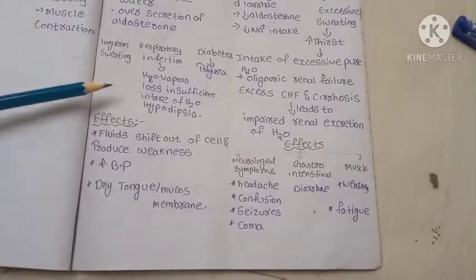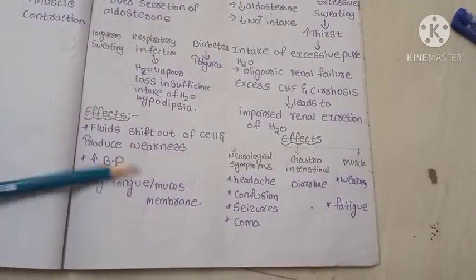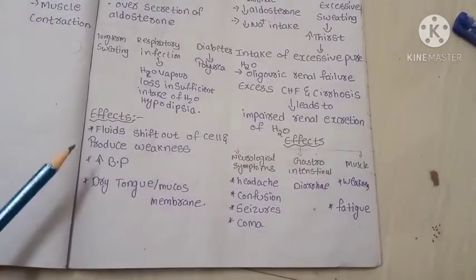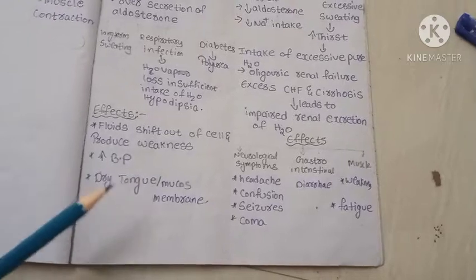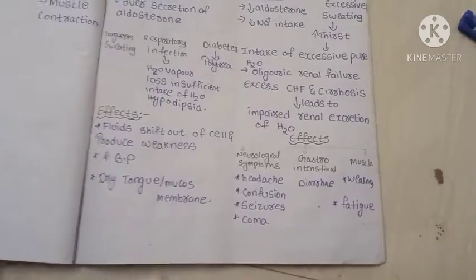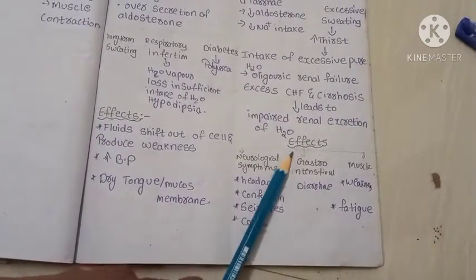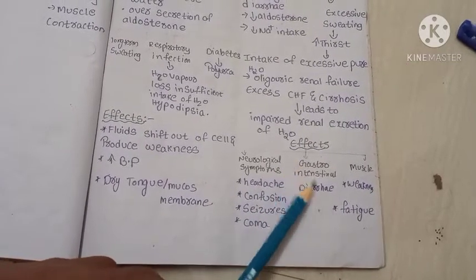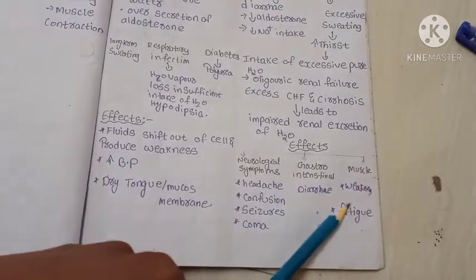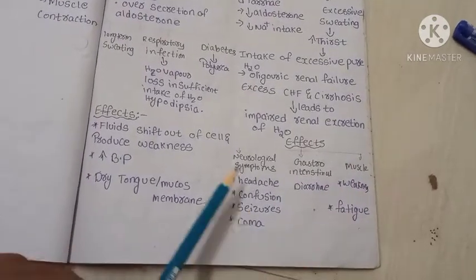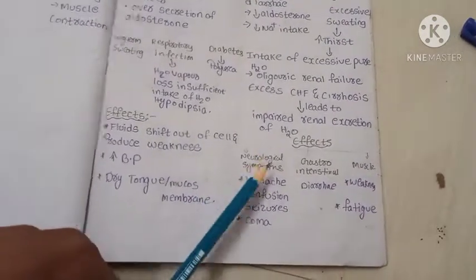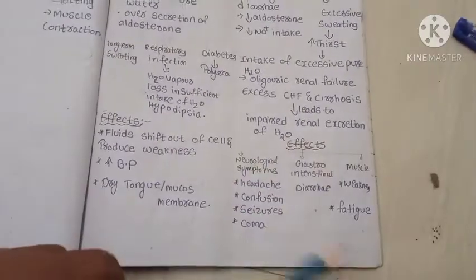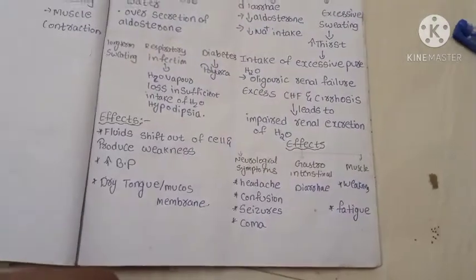Now we will see the effects that occur due to hypernatremia. Fluid shifts out of the cell and produces weakness, blood pressure will be increased, and dry tongue and mucous membrane. Also the effects of hyponatremia are gastrointestinal effects like diarrhea, muscle weakness and fatigue, and neurological symptoms like headache, confusion, seizures and coma. These all effects occur due to hyponatremia.